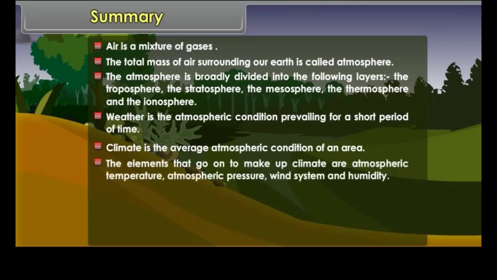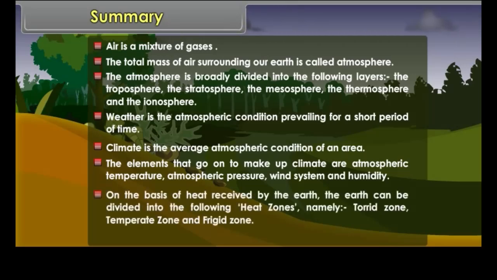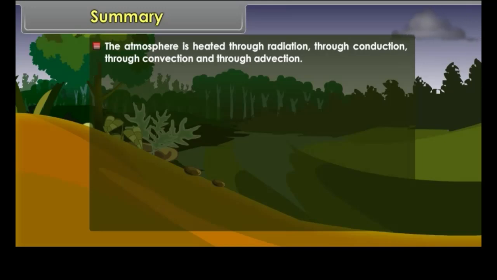The elements that go on to make up climate are atmospheric temperature, atmospheric pressure, wind system, and humidity. On the basis of heat received, the Earth can be divided into the following heat zones, namely torrid zone, temperate zone, and frigid zone. The atmosphere is heated through radiation, through conduction, through convection, and through advection.